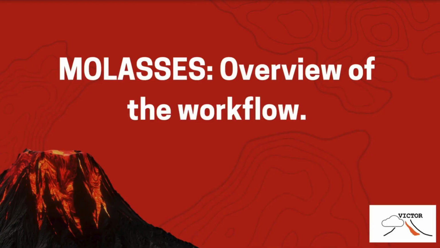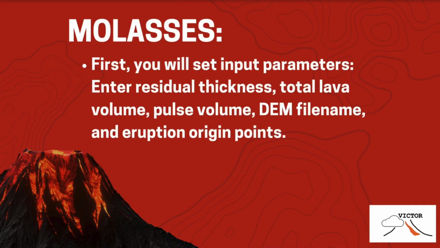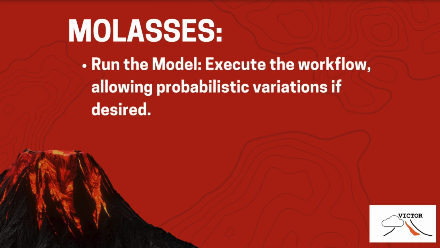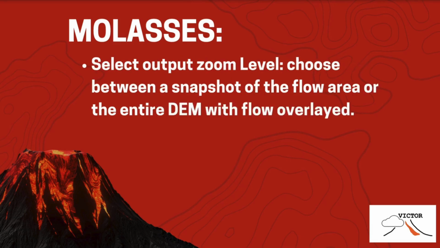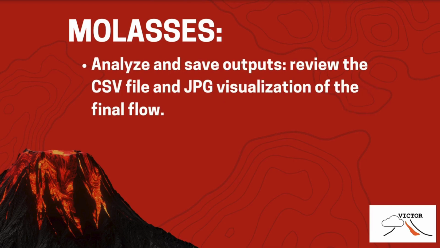Before breaking down the details, let's outline the simulation process. First, you will set input parameters. Enter residual thickness, total lava volume, pulse volume, DEM file name, and eruption origin points. Next, you will run the model. Execute the workflow, allowing probabilistic variations if desired. Then, select Output Zoom Level. Choose between a snapshot of the flow area or the entire DEM with the flow overlaid. Finally, analyze and save outputs. Review the CSV file and JPEG visualization of the final flow.